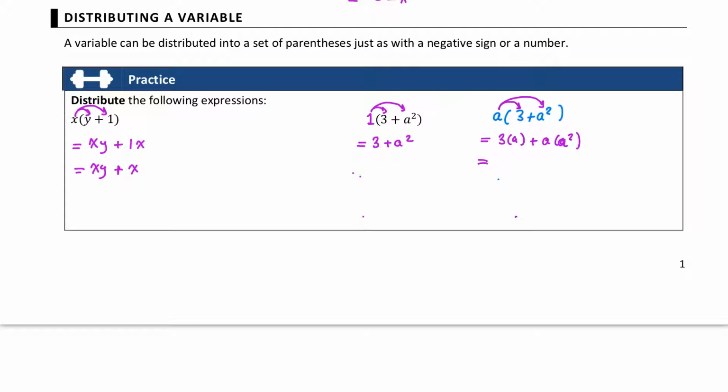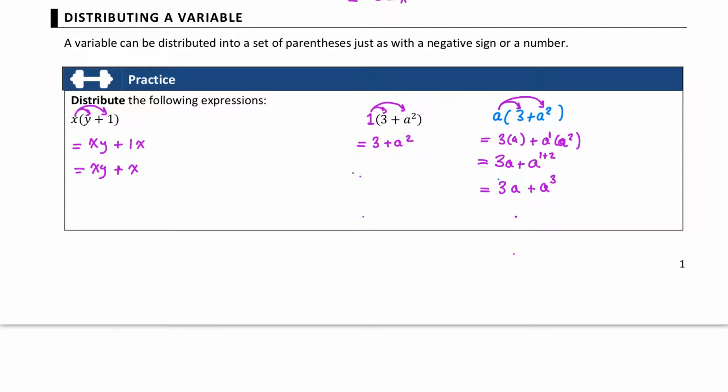So then I have to check to see whether I can simplify this any further. 3 times a simply just gives me 3a. I cannot further simplify that. And a times a squared, when you think of this, you can think of a here as having an exponent of 1, and I'm now multiplying two powers with the same base, so I will keep this base the same, and I will add their exponents because I'm multiplying, and this finally simplifies to 3a plus a cubed.